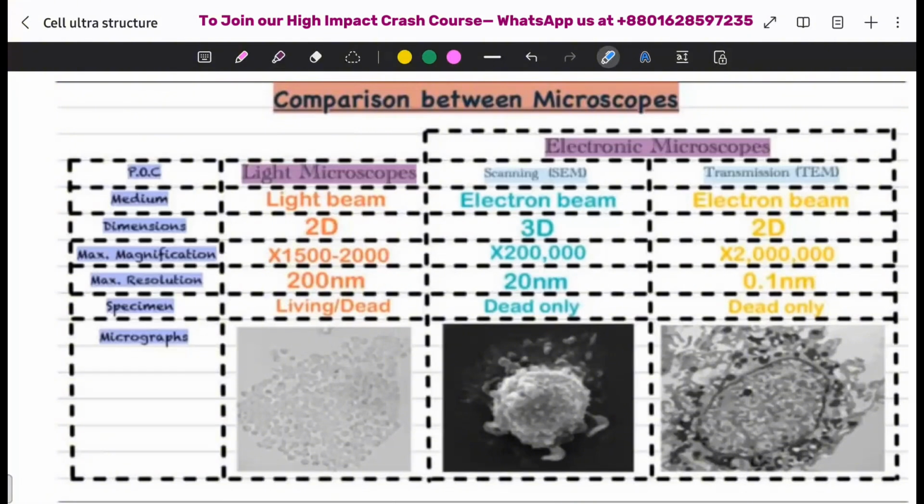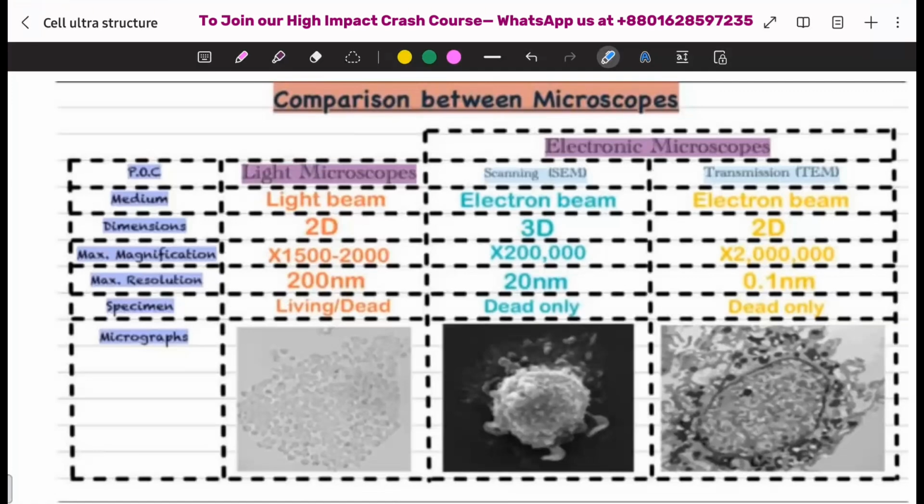And specimen is what we're viewing under the microscope. For light microscope, we can see either the living specimen or the dead specimen. But for electron microscope, we can only see the dead specimen, because the electron microscope needs to be done in a vacuum, and the cell will basically die. The cell cannot live. So that's why we can only view dead cells using electron microscope, but we can see both living and dead for light microscope because light does not kill.